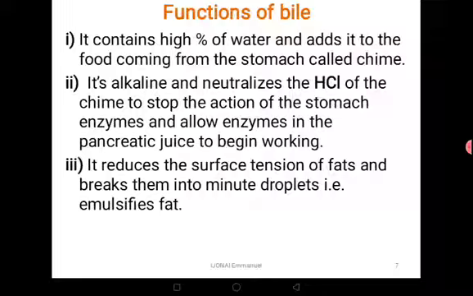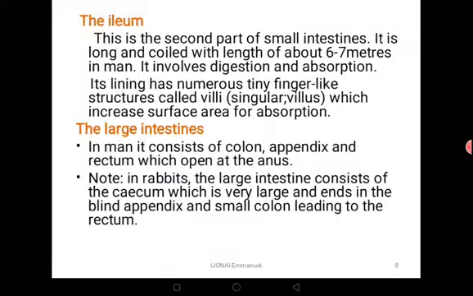So the bile emulsifies the fats, breaks them into small droplets. So that's what is physical digestion, to enable chemical digestion to take place easily. And then we have the ileum now.